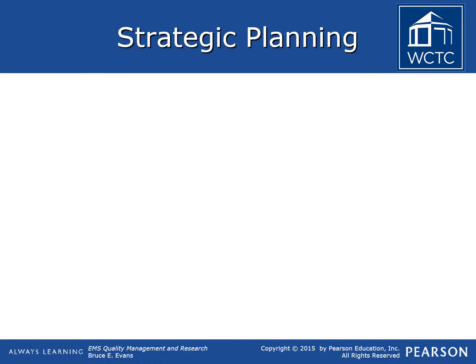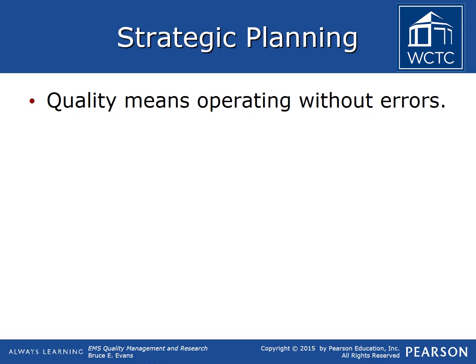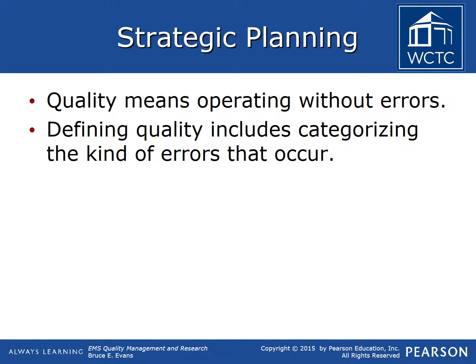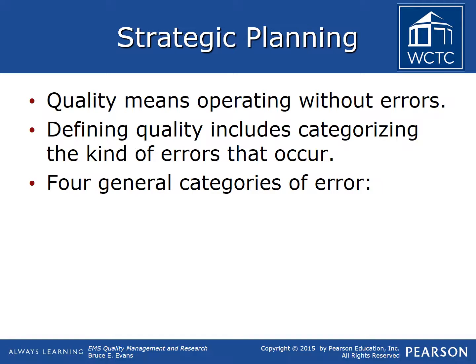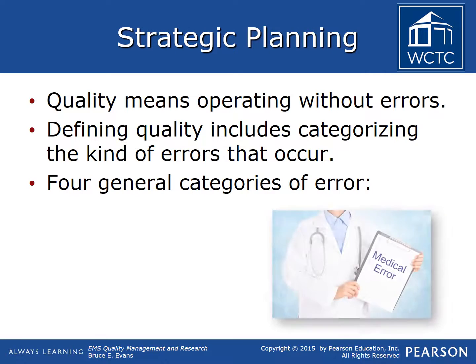Within EMS, quality can mean a few different things. For instance, it can relate to customer service and the patient's experience. It can also refer to the level of service provided. For the purposes of this discussion, however, we will define quality simply as operating without errors. Any EMS agency that wants to maintain a high level of quality must identify and employ techniques to reduce errors. Within this definition of quality, there are 4 general categories of error: diagnostic, treatment, preventative, and other.